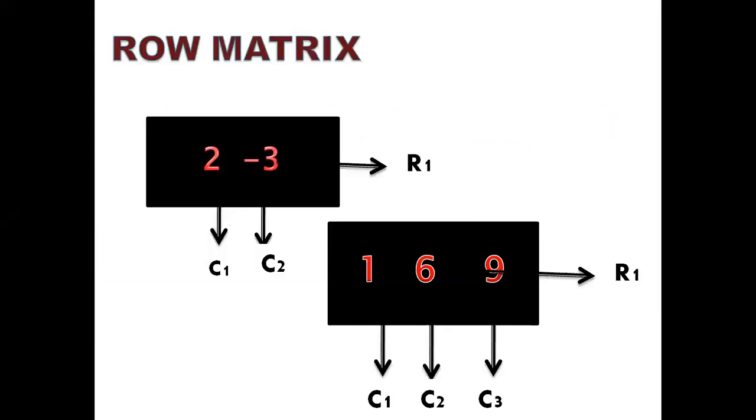The first type is row matrix. Here, two examples are given. The first example has one row but two columns. The second example also has one row but three columns. The number of columns does not matter. These two examples have just one row. So the matrix which has only one row is called a row matrix.